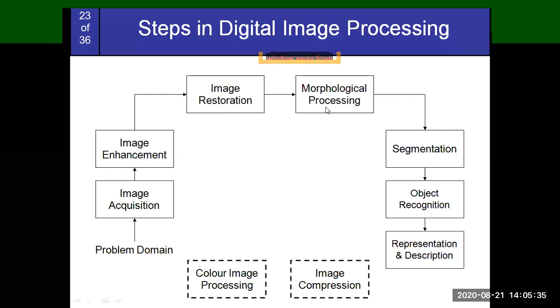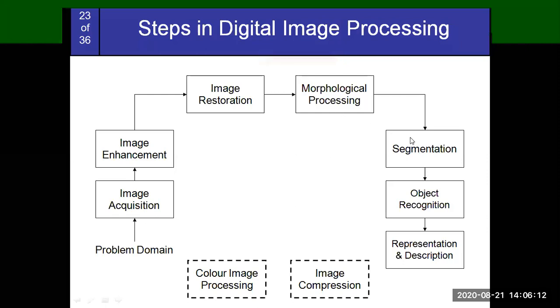The next step is morphological processing. The name itself indicates morphology. You already know that nowadays many different images are morphed. The morphing process can happen in this next step, after steps 1, 2, 3. In the fourth step, we discuss how an image can be morphed, what processes are used to morph images, and how we can identify whether an image has been morphed or not.